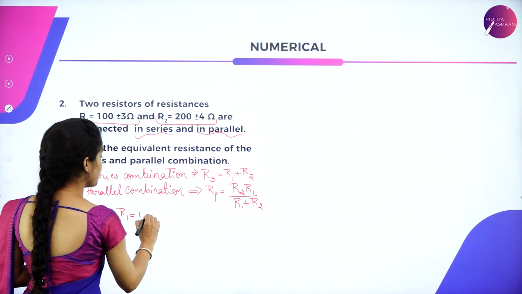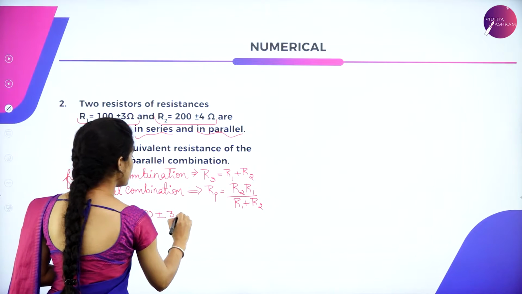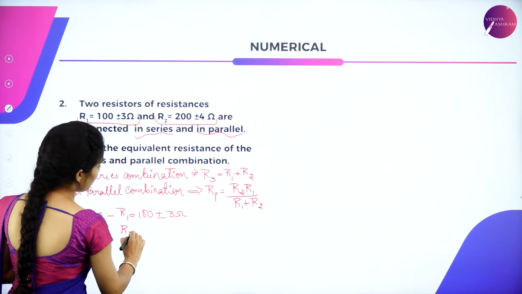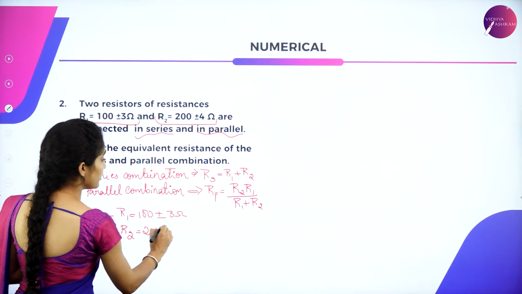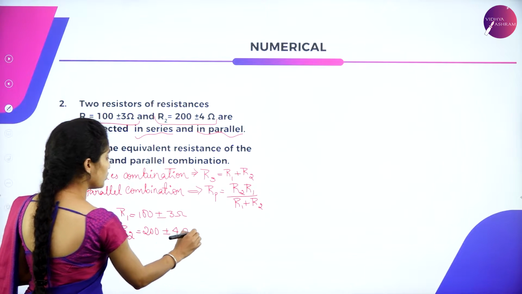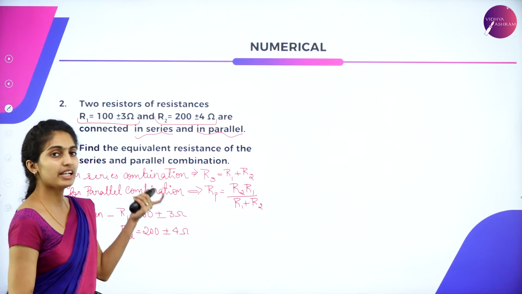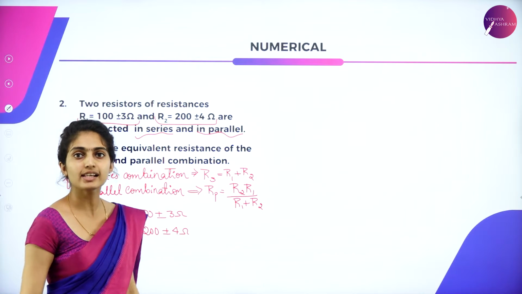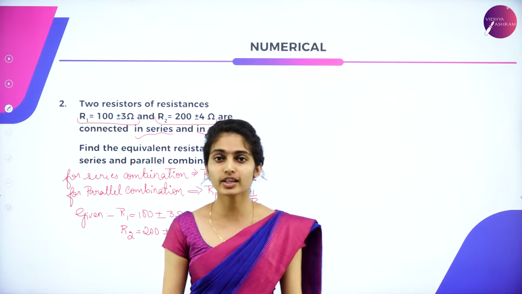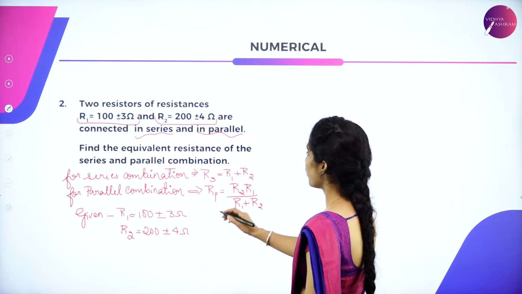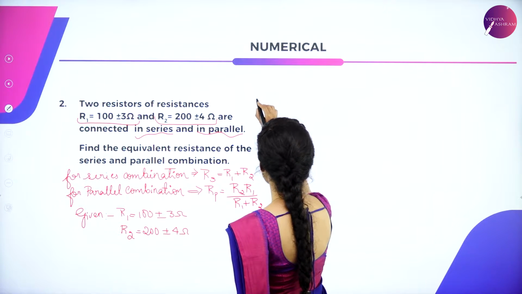R1 is equal to 100 plus or minus 3 ohms. R2 is equal to 200 plus or minus 4 ohms. So these two are the given terms. We will have to find out the equivalent resistance for series as well as parallel combinations. First of all, you will have to write down for series combination.